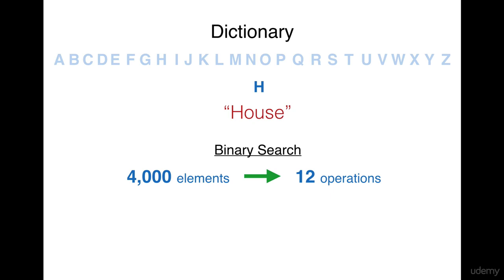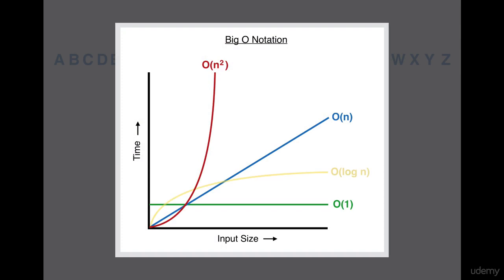Binary search is an example of logarithmic runtime or time complexity, which is written as O of log n in big O notation, and you can see it depicted on our graph. That is it for our introduction to runtime and big O notation.